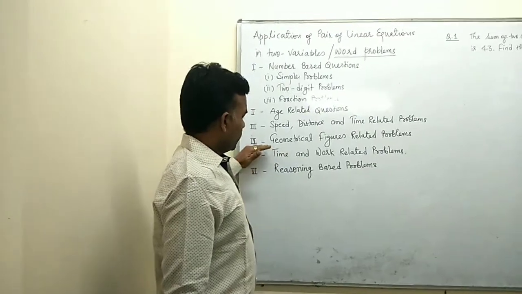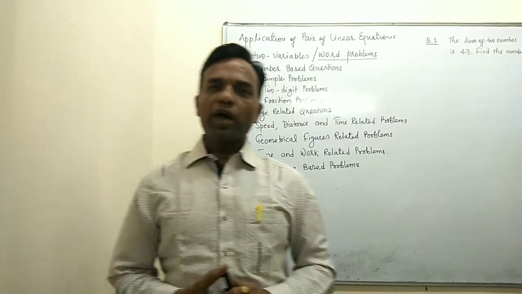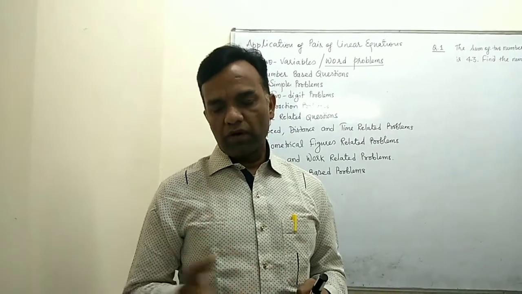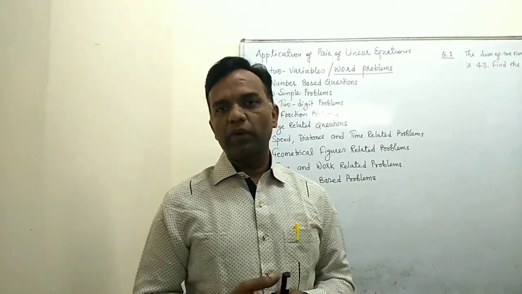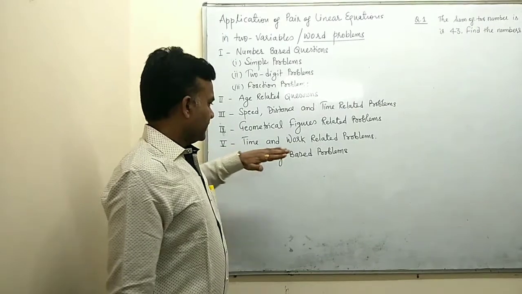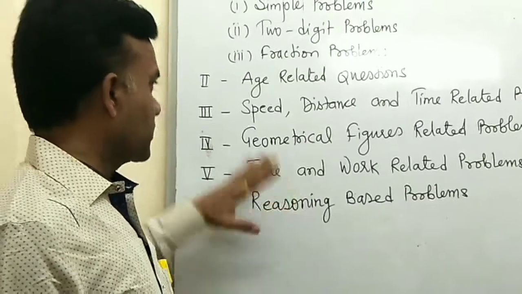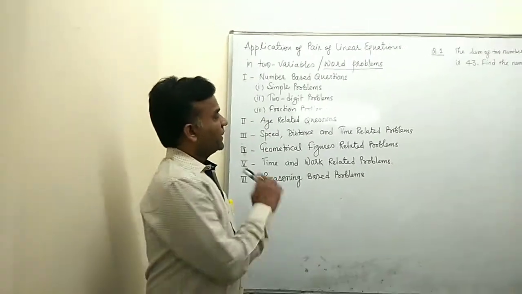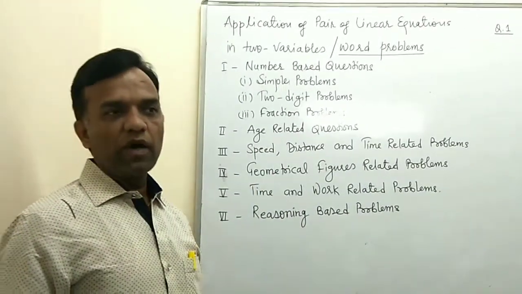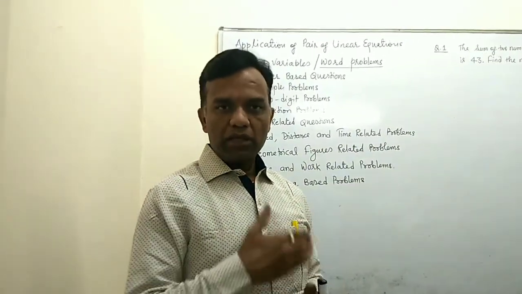The fourth variety is geometrical figure related questions, which include circles, triangles, and quadrilaterals, with many types of quadrilaterals and triangles, related to areas. Then time and work related problems, and the last is reasoning based problems. So in word problems, in the application of linear equations, we categorize six varieties of questions you have in your book. Here, one by one, we take examples and then solve the problems.